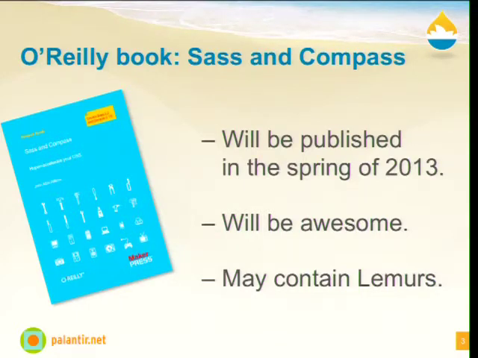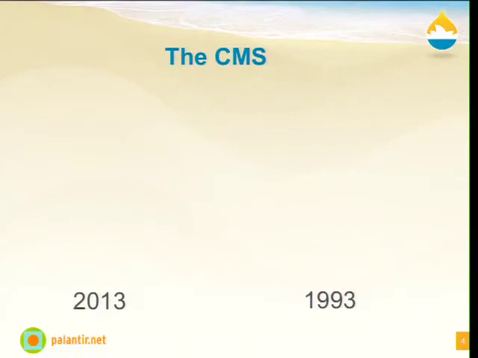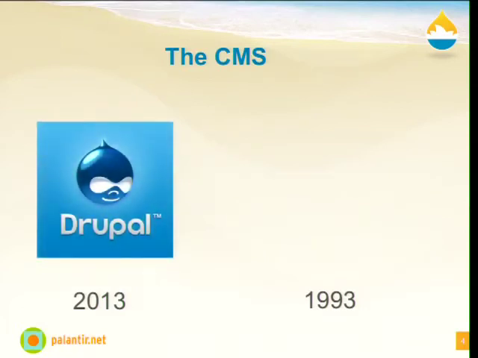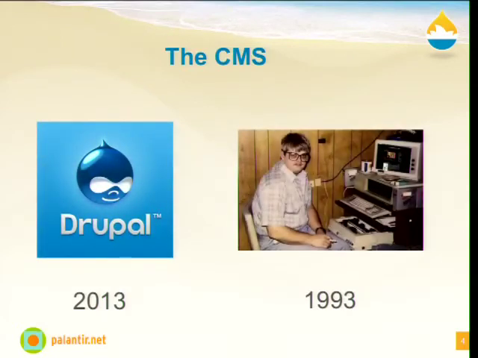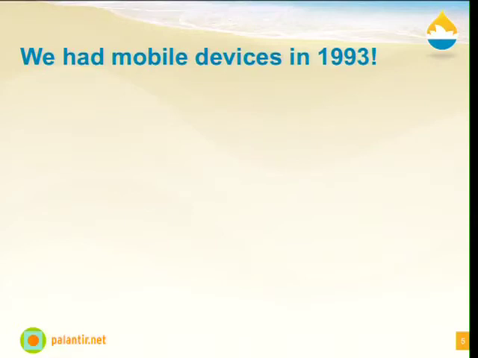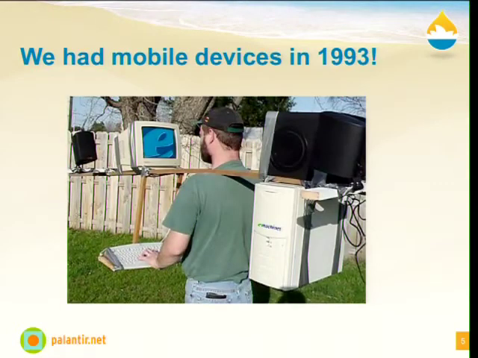I've been doing web development for a long time. I got started in the industry in 1993. That means 2013. I've been doing this for 20 years. A lot has changed. If you look at the way the CMS is now in 2013, you have Drupal. And of course, in 1993, the CMS, well, I was the CMS basically, right? I was in charge of all the content, making pages, making sure the markup wrapped around the content. I was the CMS. So when I was searching for images for my slides, I remembered that, in fact, we actually did have mobile devices in 1993. Here's a great picture.